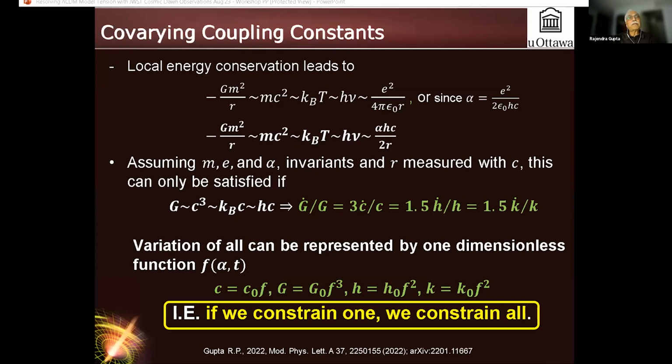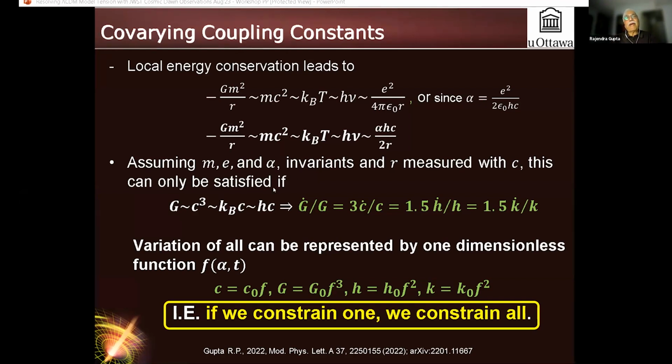What is covariant coupling constant? Covariant coupling constant is based on the energy conservation, essentially. Energy conservation involves gravitational energy, mass energy, thermal energy, photon energy, electrostatic energy. They have to have local conservation laws. They must be related in this way. Otherwise, there will be a breakdown in the energy conservation. This leads to essentially this relation.